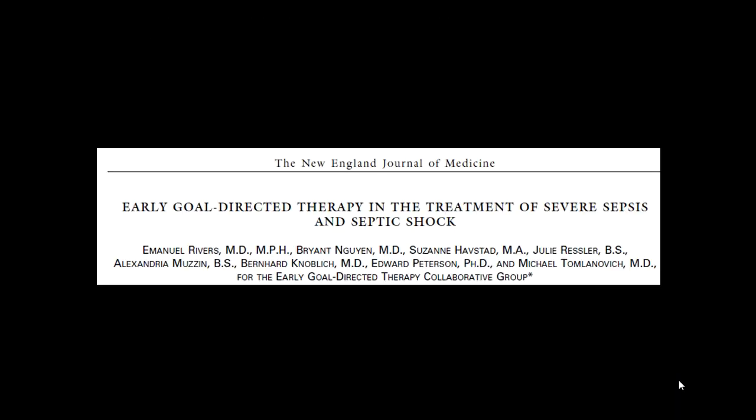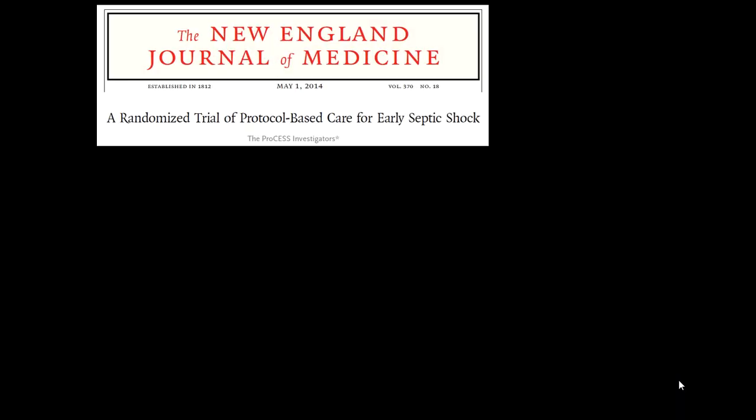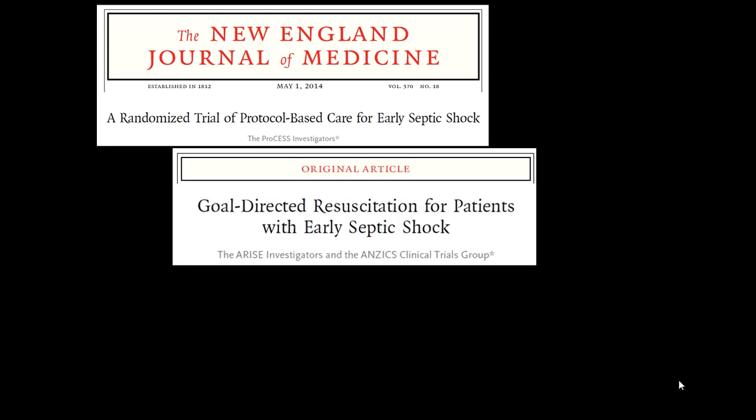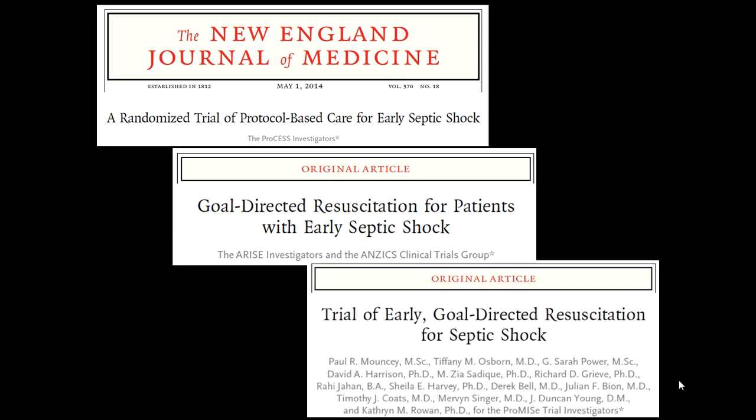So when we talk about reverse trial, this was by Professor Emmanuel Rivers in 2000, where the first concept of early goal directed therapy for the treatment of severe sepsis and shock came into the picture. And then three other articles came in 2014. So one was the process trial, then the arise trial from the ANZIC group, and another trial was the promise trial. They all came in the same year, in the same journal itself, one after the other, and they looked at the same concept, that what is the actual role of early goal directed therapy and is it really useful in treating these patients.